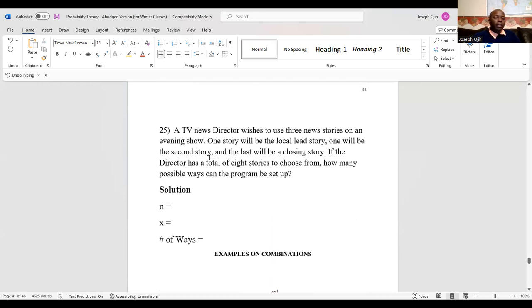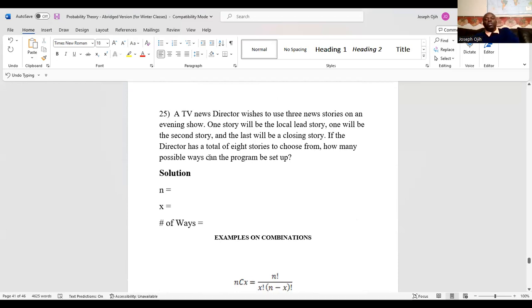It says, a TV director wishes to use 3 news stories on an evening show. One story will be the local lead story, one will be the second story, and the last will be a closing story. If the director has a total of 8 stories to choose from, how many possible ways can the program be set up?